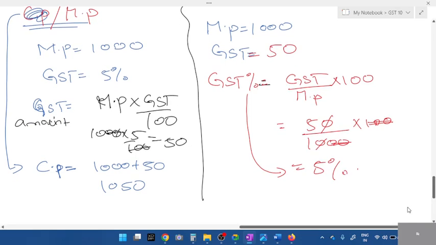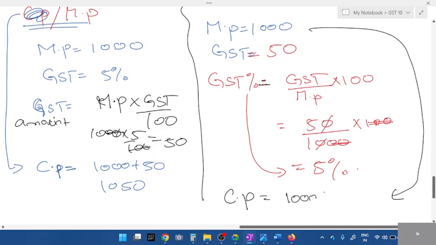The students done? All of you completed? Yeah, just go through it once. Here the total cost price after GST is 1000 plus 50.